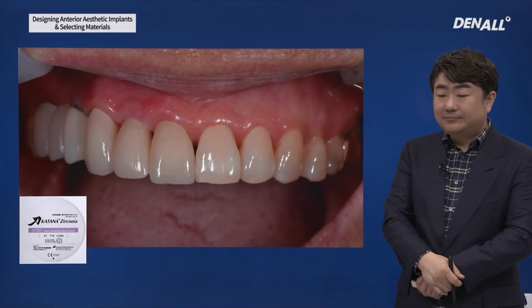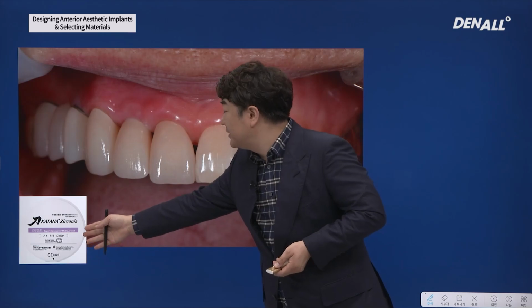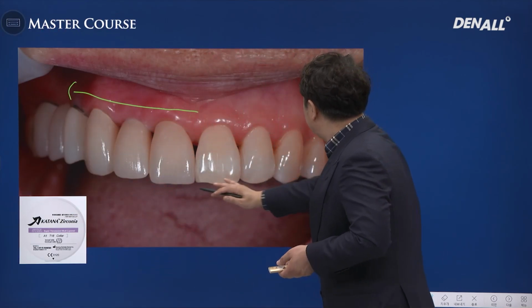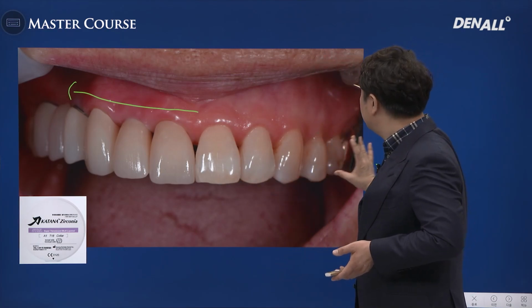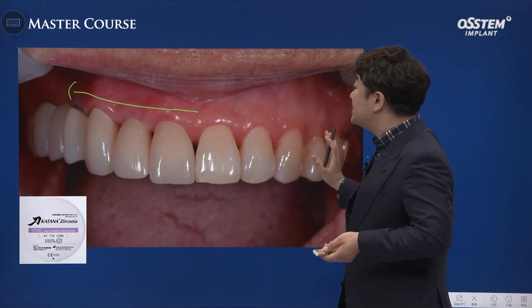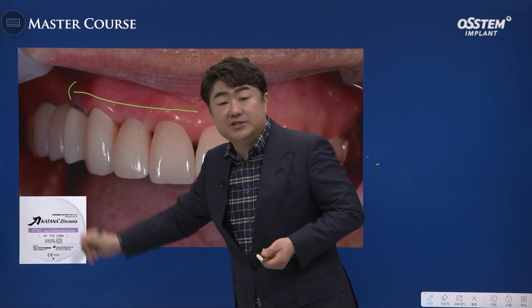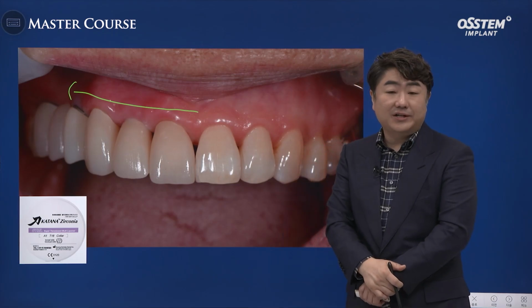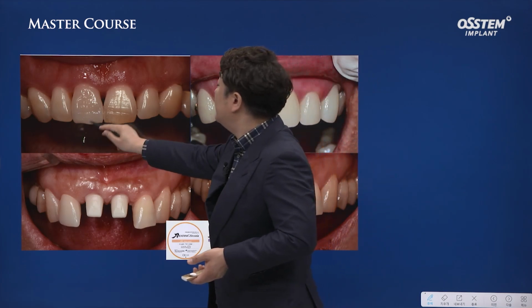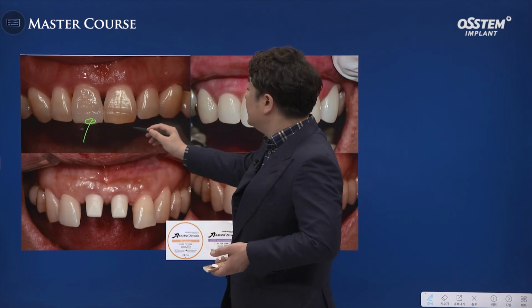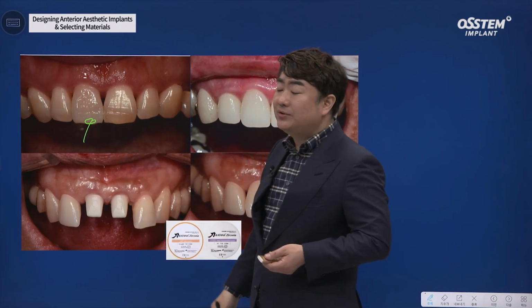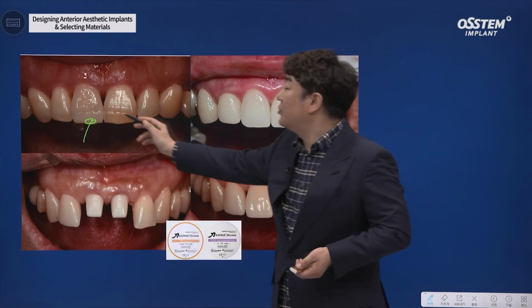This is a block with 750 megapascals. From here to here, all of it has been made with this block. The characterization of these teeth is not complicated, so it's quite aesthetic. This has been fabricated using this block. When there is significant characterization in different colors, the output can be a bit lacking.